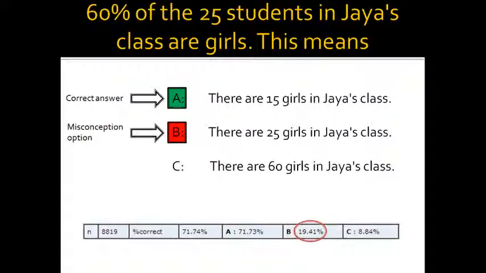Looking at another question, 60% of the 25 students in Jaya's class are girls. This means there are 15 girls in Jaya's class, there are 25 girls in Jaya's class, or there are 60 girls in Jaya's class. The most common wrong answer here is B. The data shows that nearly 20% or 1700 students attempting this question have this misconception. Here they again confuse the part of 25 students and the whole to be the same.